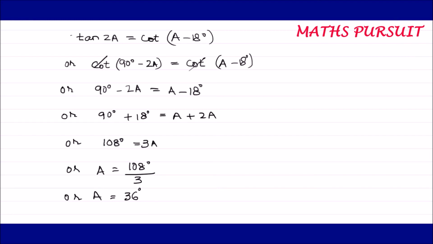And you could see that as per the question, it is being said that 2a is an acute angle, which means it is less than 90 degrees, and we got the value of a as 36. So it also satisfies the given condition, and this is our answer. The value of a is 36 degrees, because our question asks us to find the value of a, and we got the value of a is 36 degrees.